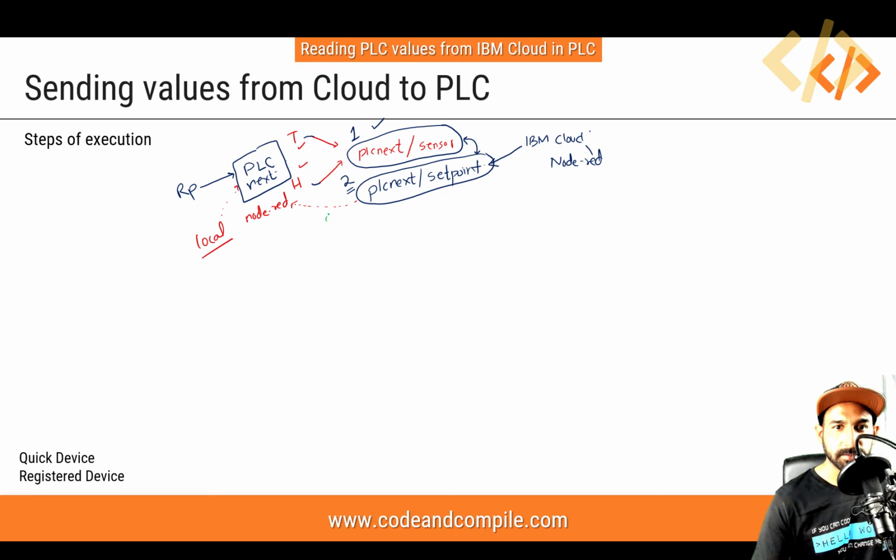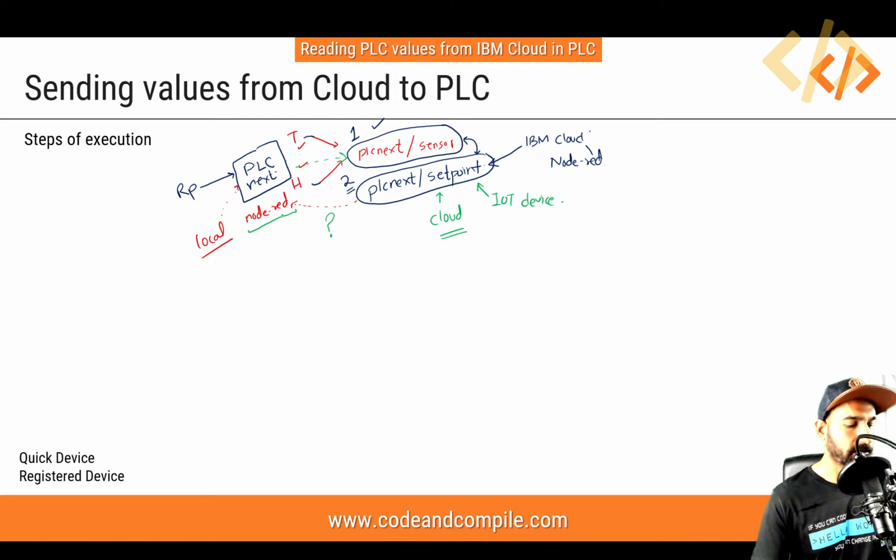Now, how will this local Node-RED access the value of PLC Next set point, which is in the cloud? This is in the cloud. So the question is how the value which is in this IoT device in the cloud will come to the local Node-RED. Because this is already coming from local Node-RED to the cloud, but this is another IoT device in the cloud. We have to bring it back to the Node-RED.